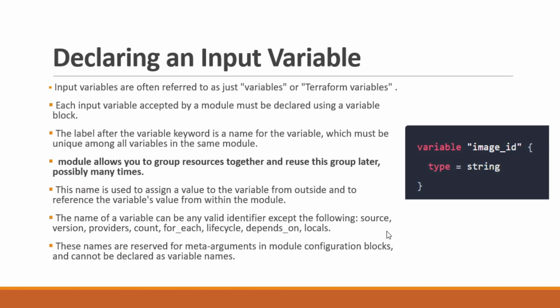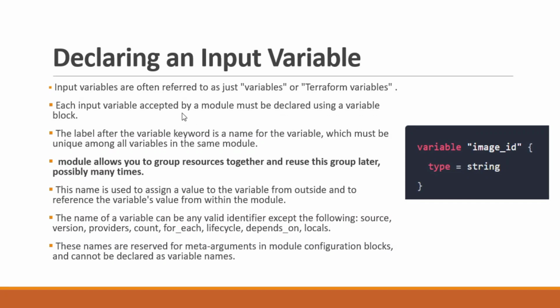Before moving to data types, first we will understand variables in more depth. Input variables are often referred to as just variables or Terraform variables. You should not be confused by the naming convention. Some people will say input variables, some will say variables, or Terraform variables. These are different names that serve the same purpose.